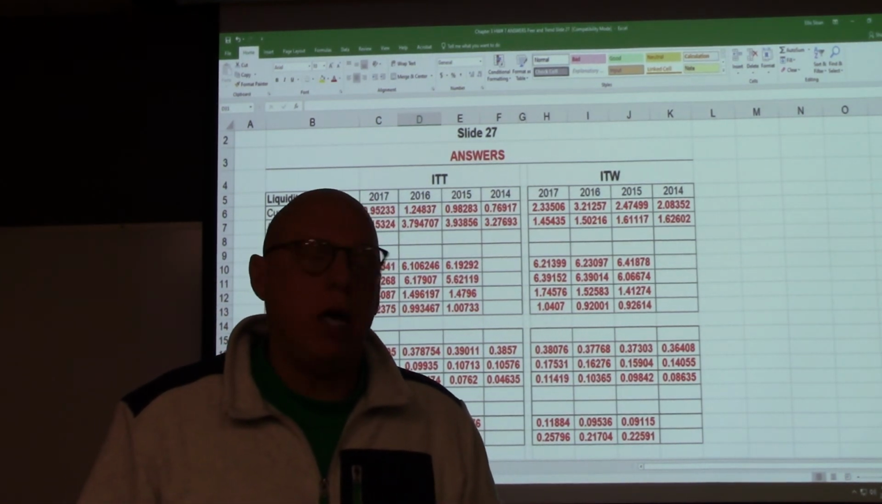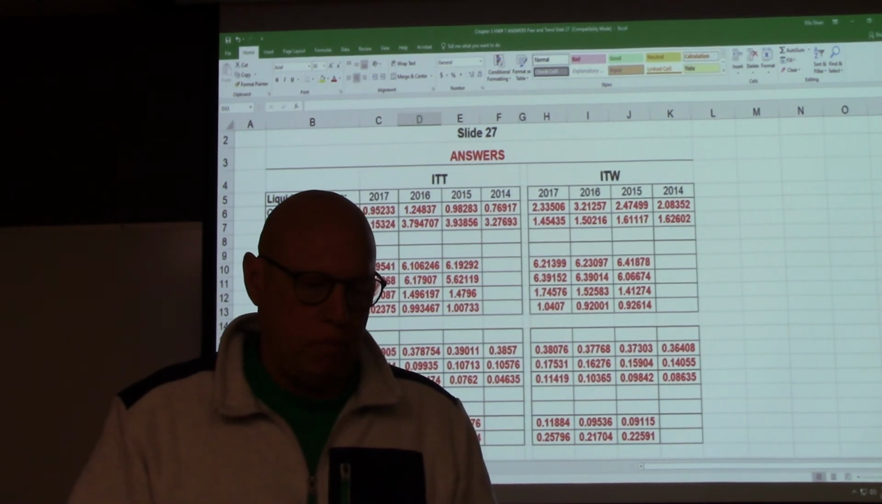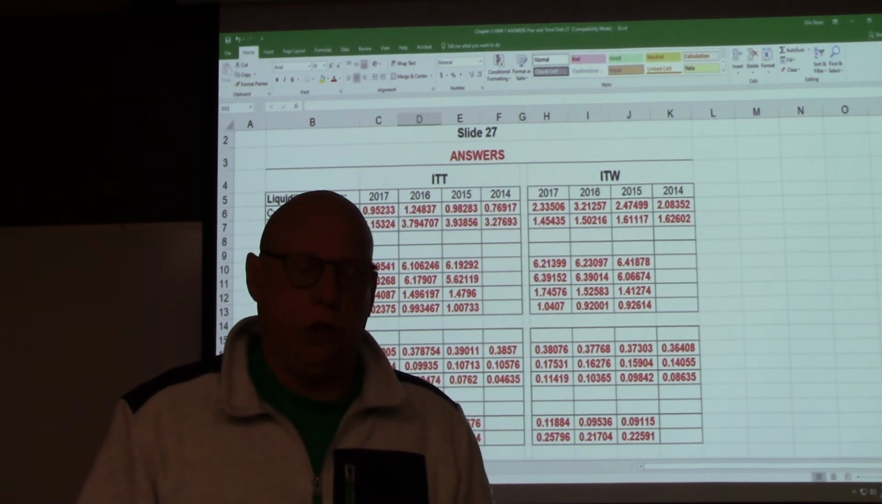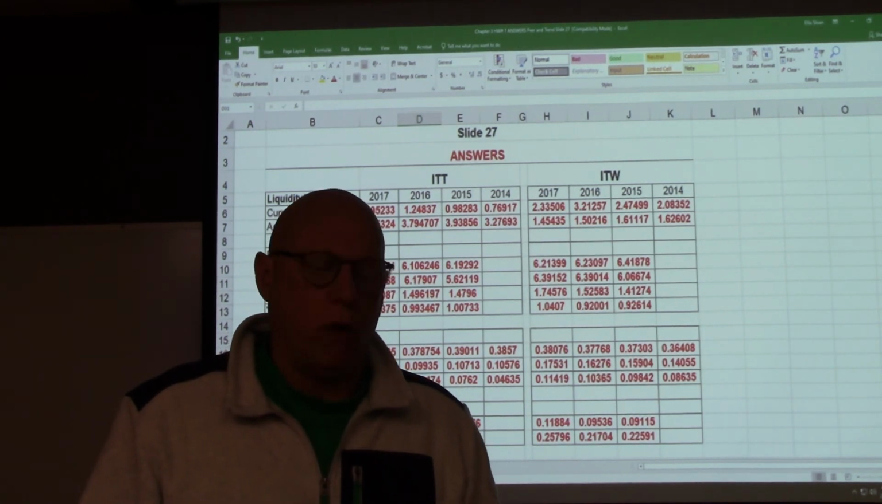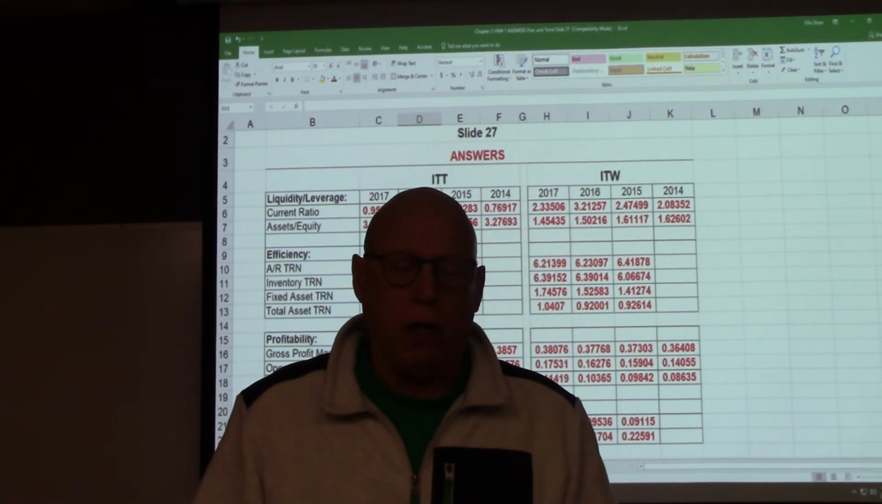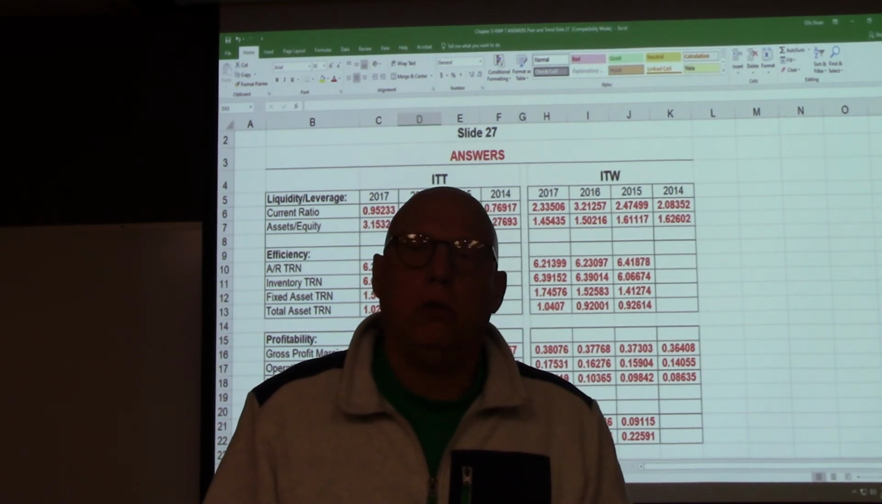We're in Chapter 3. This is Homework 7, and the purpose of Homework 7 is not to compute ratios because we've already computed the ratios that we're going to be looking at. The purpose is to interpret the ratios that we have calculated in the previous homeworks using two types of analysis.